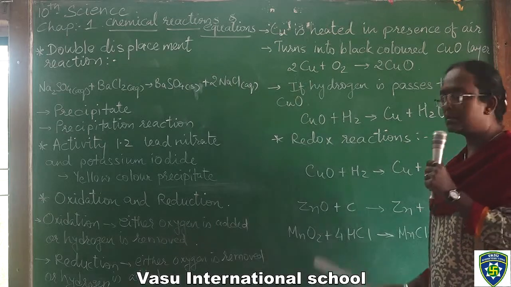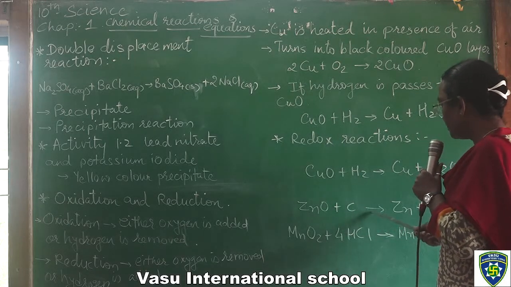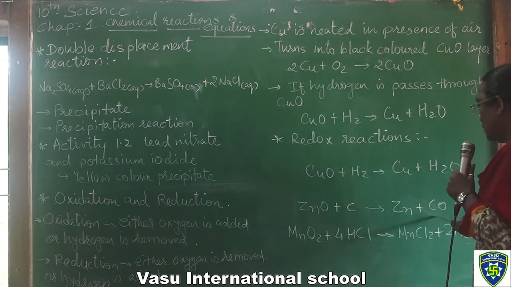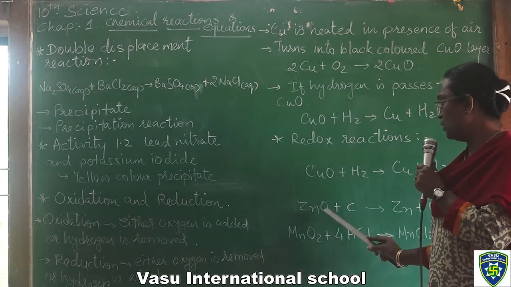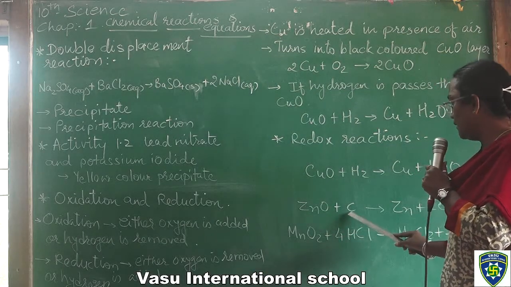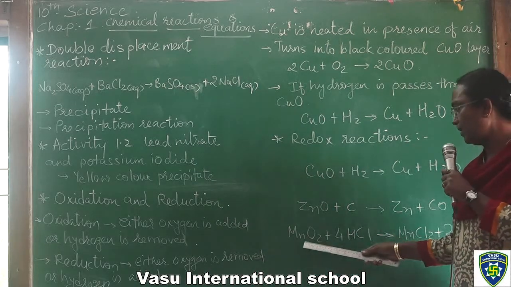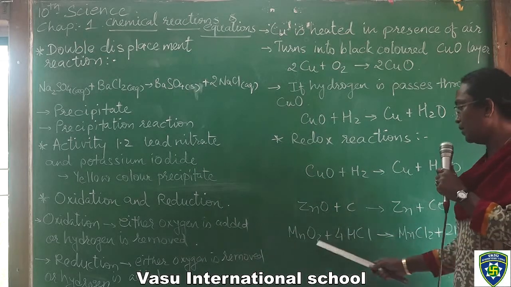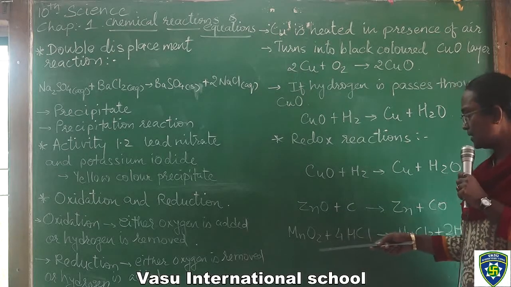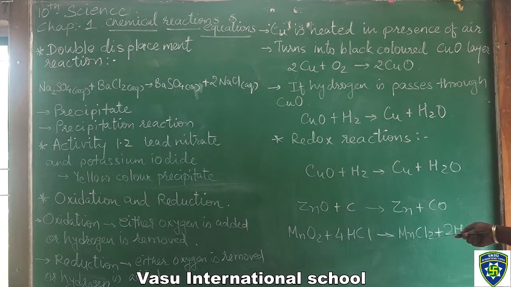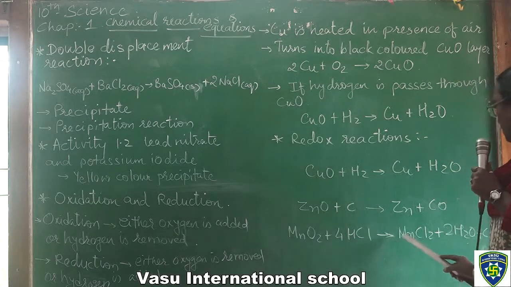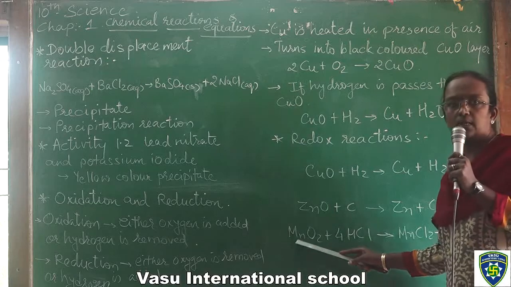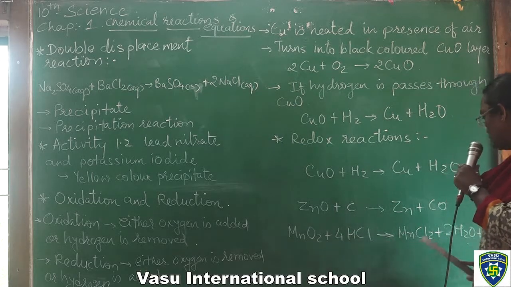Another example is zinc oxide plus carbon, that gives us zinc plus carbon monoxide. This is also an example of a redox reaction. Oxygen is removed from zinc oxide and added to carbon to make carbon monoxide. In the same way, manganese dioxide plus HCl gives us MnCl2, manganese chloride, plus water and chlorine gas. In this reaction, oxygen is removed from manganese and combined with hydrogen. So manganese is reduced and hydrogen is oxidized.